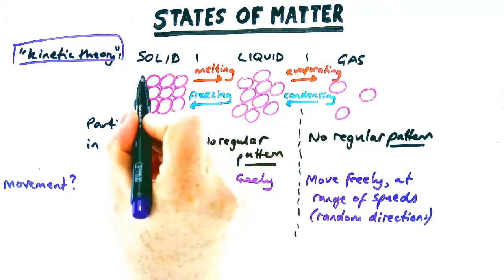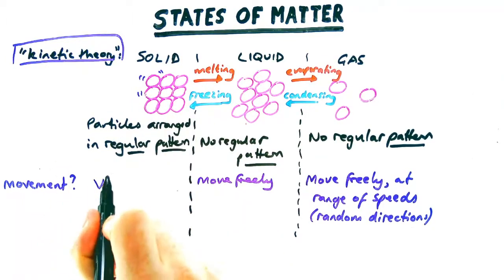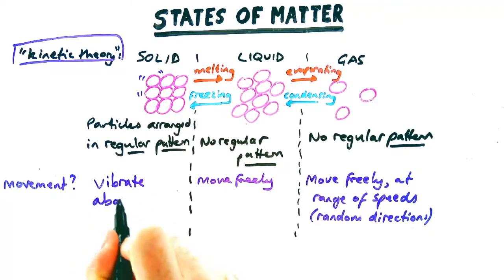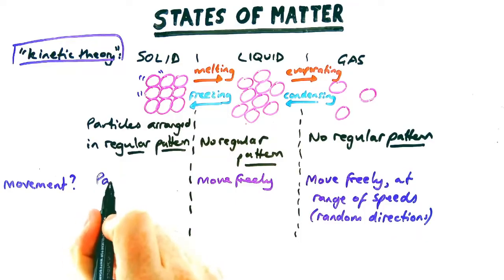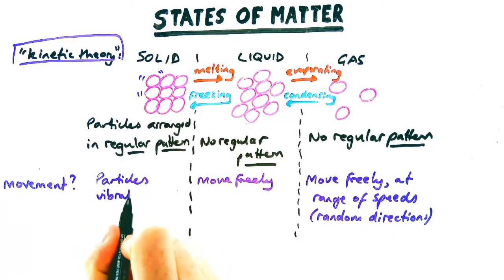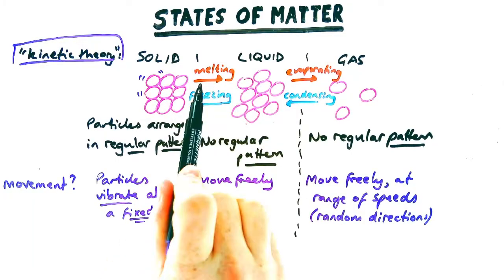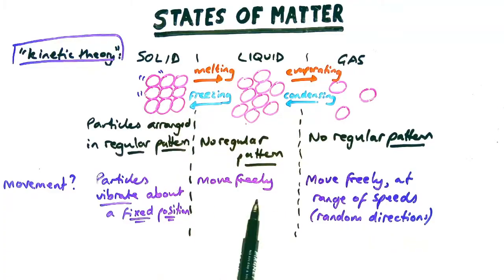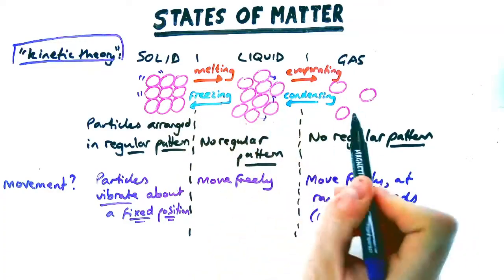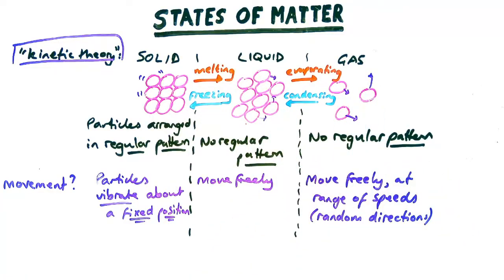Solid particles do move. Don't fall into the trap of saying they don't move, but they don't move very far. They just vibrate, and the really good phrase to learn is they vibrate about fixed positions. All that means is that they vibrate and don't move anywhere, they just go back and forth. So that's about movement. Now, whenever you're talking about states of matter changing, how do you talk about their movement changing? Well, you'd say they move faster, or they stop vibrating and start moving freely.